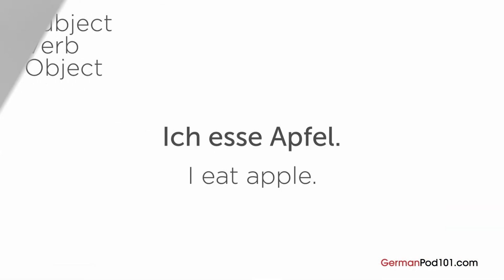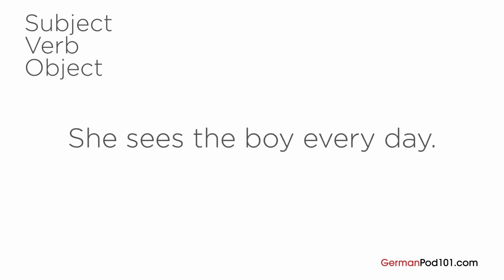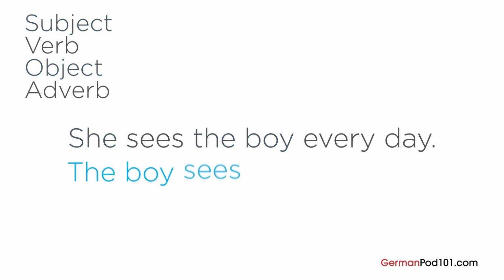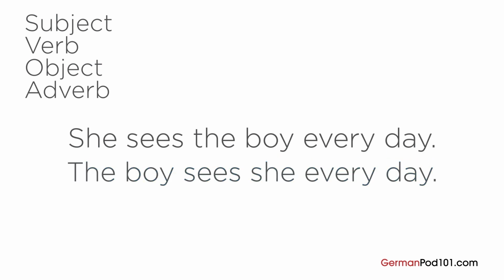In the previous section, you learned that English and German both use the same SVO word order. Let's study this aspect in a little more detail. First, let's take a look at an example in English. She sees the boy every day. We can clearly see the SVO word structure used in English, even with the adverb attached at the very end there. But what if we were to try and change the word order of this sentence? Let's swap the object and the subject around. Now we get, the boy sees she every day. As you can see, rearranging the word order of an English sentence actually changes the meaning of the sentence itself.